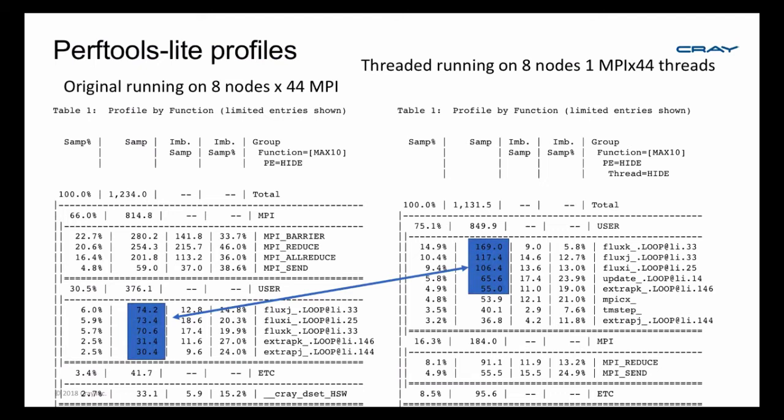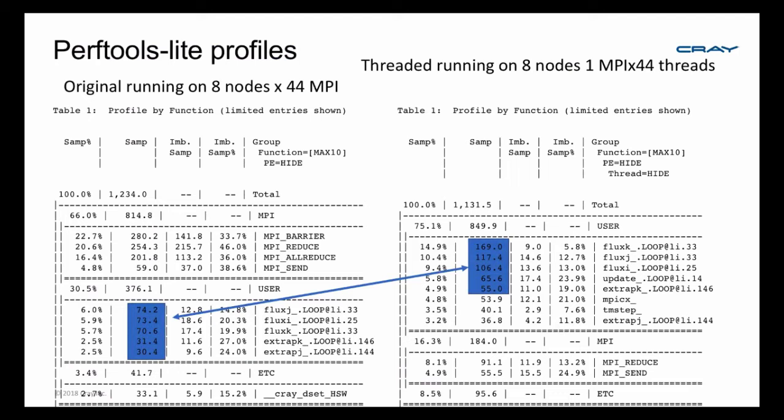Now, we still beat all-MPI. However, look at the performance of the flux loop. MPI is actually running like a factor of 2 faster if we don't do threading.